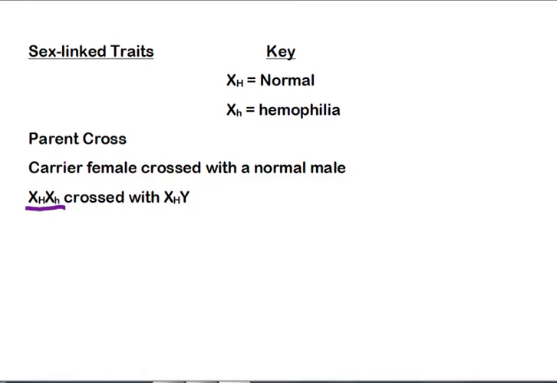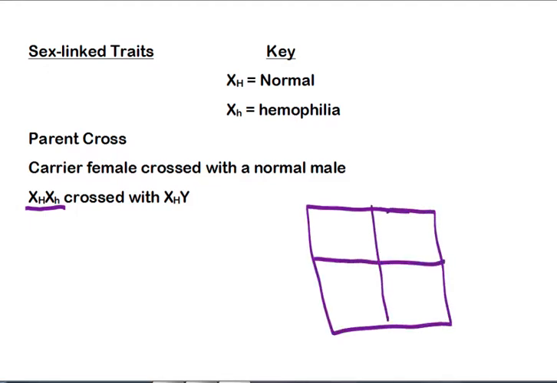So this would be a case of a female that carried the hemophilia gene having offspring with a normal male. So you set up your Punnett square, and put the gametes that can be produced by our carrier female. She can either produce eggs with the dominant H or with the hemophilia allele. The male will produce gametes that have the X chromosome carrying the normal allele, and Y chromosomes.